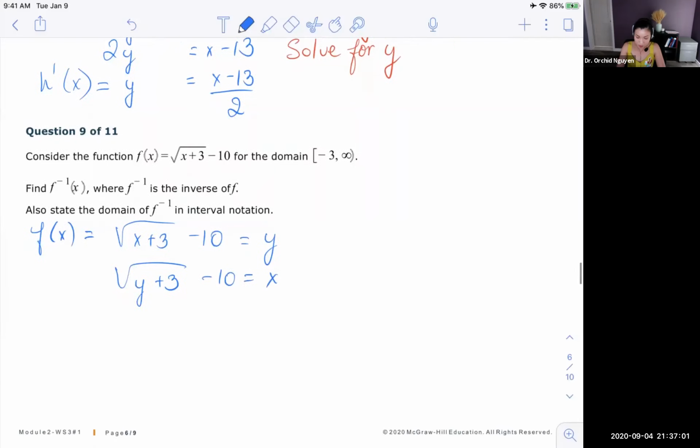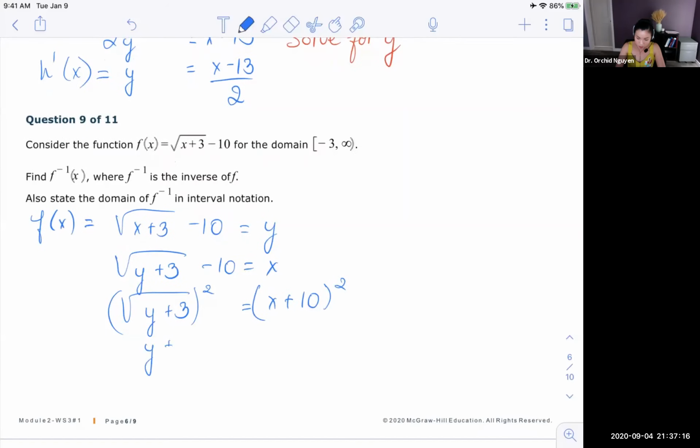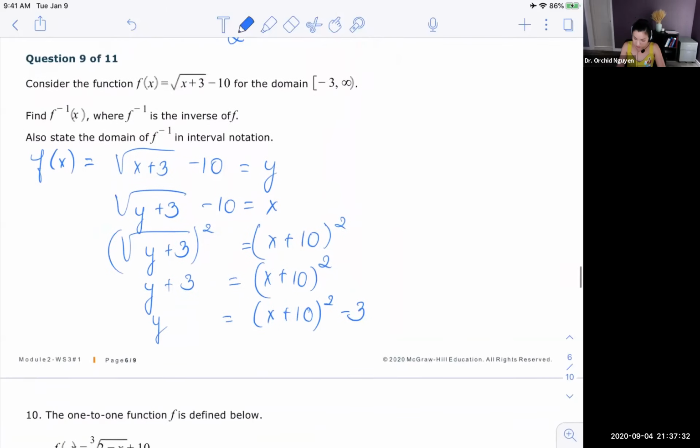Then I'm going to solve for y. So you see that we have to isolate y. So I'm going to have to move x over. I'm sorry, move 10 over. We take the square to cancel out the square root. So I ended up with y plus 3 equals (x plus 10) squared. Now you have to move the 3 over. So that's going to be my inverse. Okay. So this is the inverse.